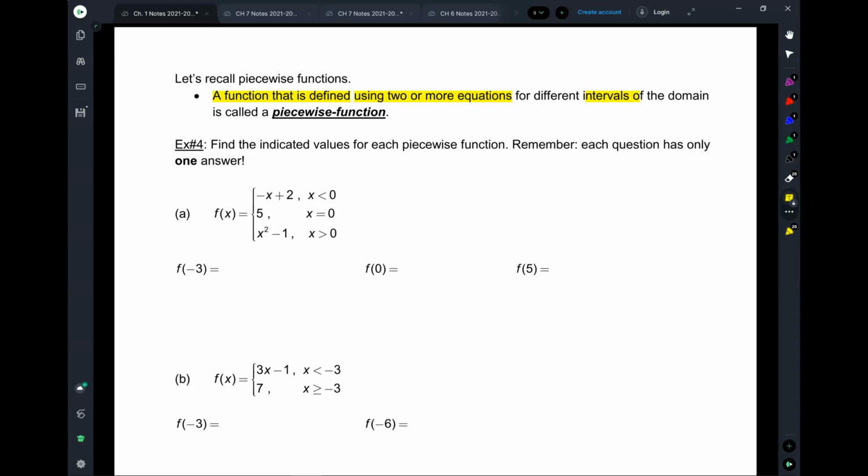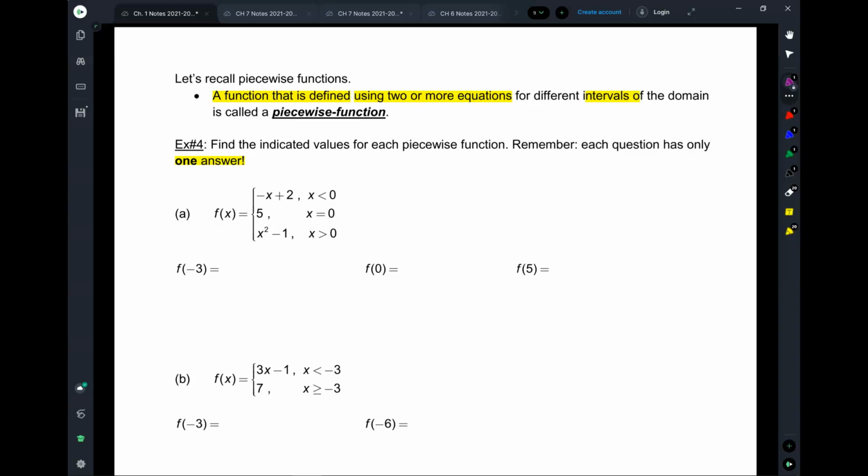So take a look at this one. We want to find the indicated values for the piecewise function. And this is where students all the time kind of get confused. But one thing you want to remember is each of these questions here will only have one possible answer. All right? Otherwise, it won't be a function. Okay? So take a look at how this piecewise function is defined.